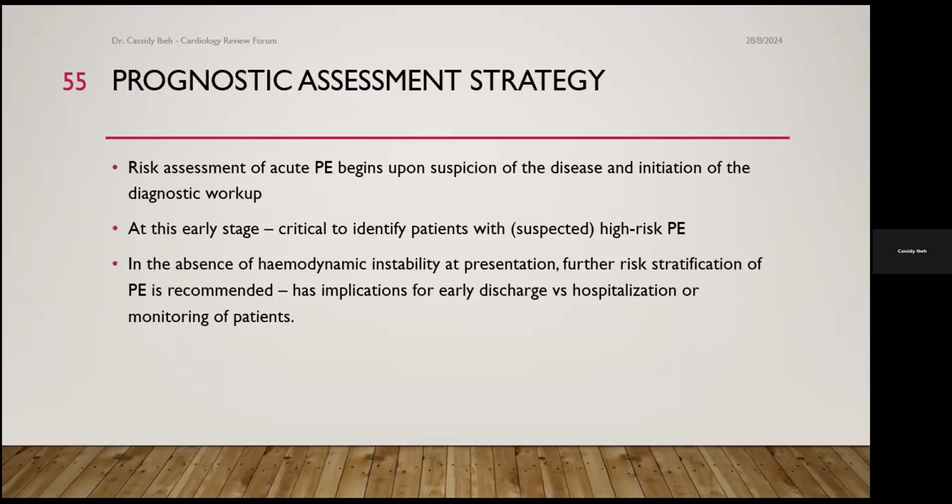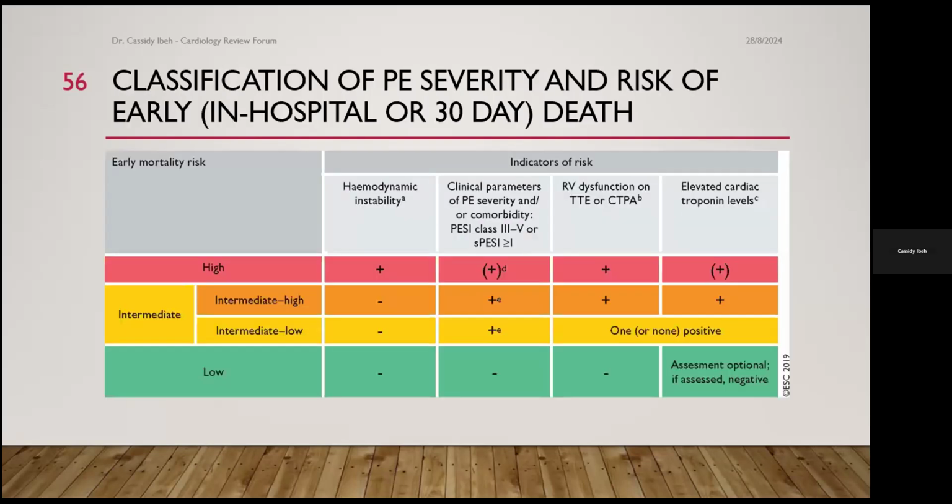Now, the risk assessment of acute PE begins upon suspicion. So when a patient presents with maybe dyspnea and all that, we want to assess this patient. It also begins with initiation of a diagnostic workup. At this early stage, it's critical to identify patients with high-risk pulmonary embolism. Now, in the absence of hemodynamic instability at presentation, further risk stratification of PE is recommended. This has implications for discharge, hospitalization, or monitoring of this patient.